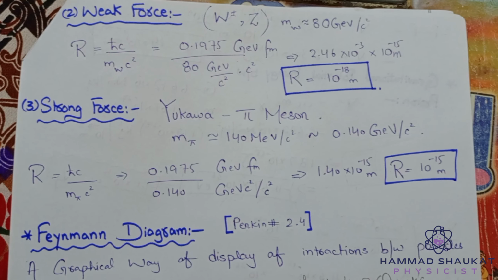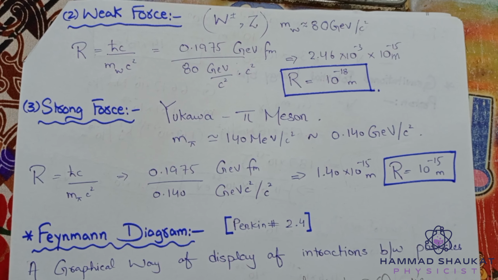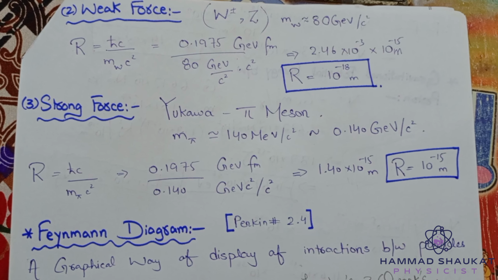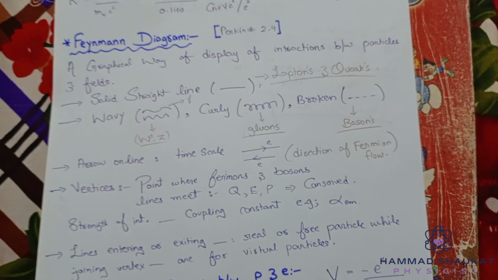And before we calculated the strong force, we calculated the electromagnetic force range, which is equal to infinite. Okay, so that's all for the four forces. Now we will move on towards the Feynman diagram.